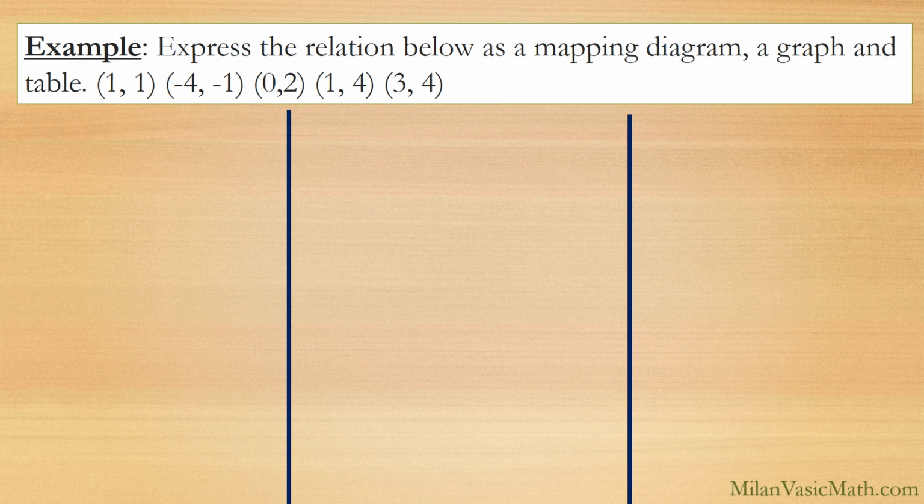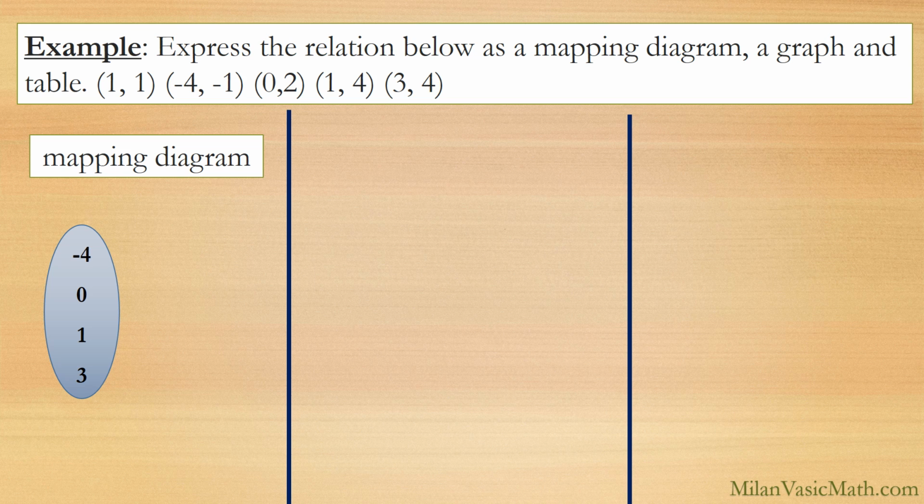Example, express the relation below as a mapping diagram, a graph, and a table. We have a bunch of ordered pairs, 1, 1, all the way to 3, 4. Let's first make a mapping diagram. We're going to list all the inputs from least to greatest, all the outputs from least to greatest. You can see the outputs, we have -1, -1 here, and so forth. Just take your time to do this correctly. And now we just have to map it. So 1 goes to 1, make an arrow. -4 goes to -1, and continue to all the rest.